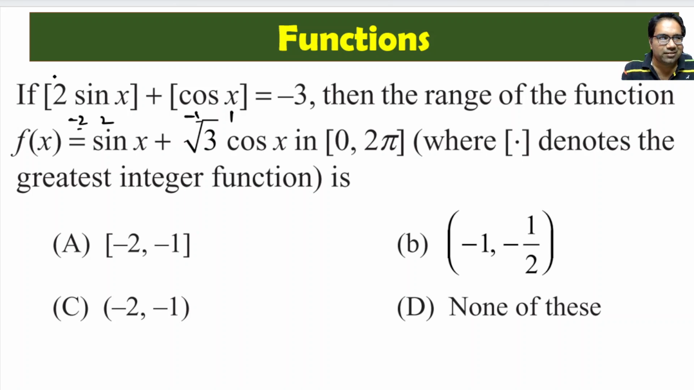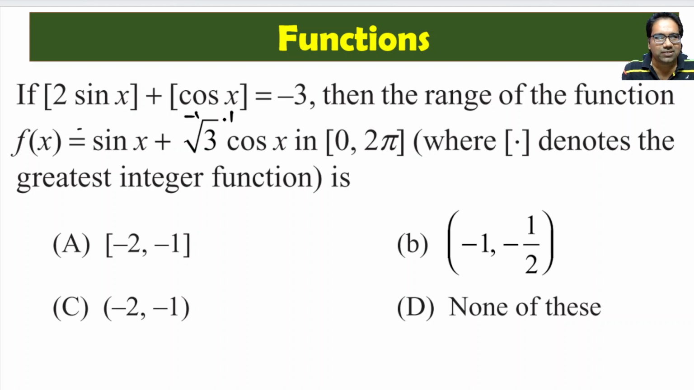What does that mean? The greatest integer function of 2 sin x should be minus 2 and greatest integer function of cos x should be minus 1. Otherwise, the sum will not be minus 3, right? So the lowest itself is minus 2 here, and here the lowest itself is minus 1. So both have to be at their lowest to make the sum the lowest, which is minus 3.